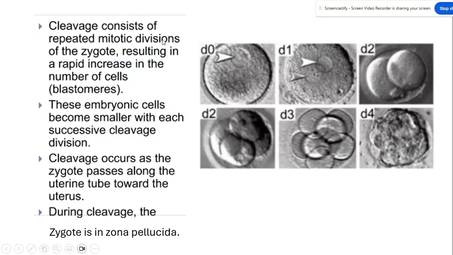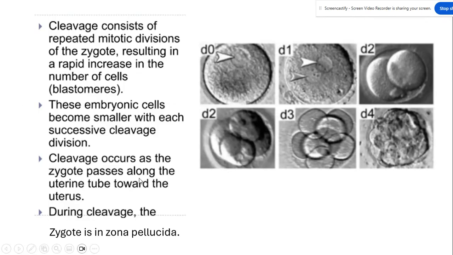Cleavage consists of repeated mitotic division of the zygote, resulting in rapid increase in number of cells. These embryonic cells become smaller with each successive cleavage. So the size is not increasing. The cells are becoming smaller, but the whole cleavage of the zygote actually has the same shape as the zygote. It has multiple cells in it, that's all.